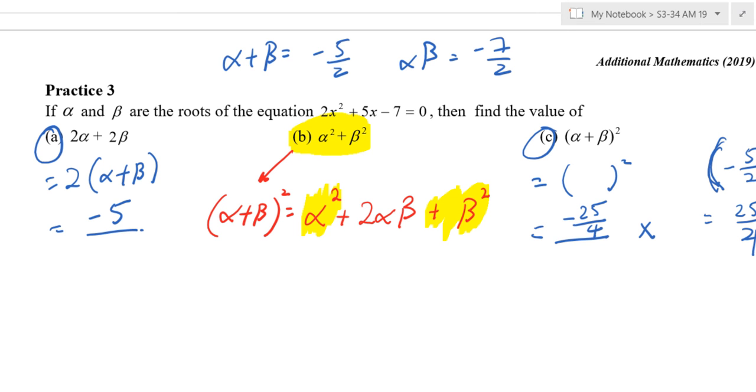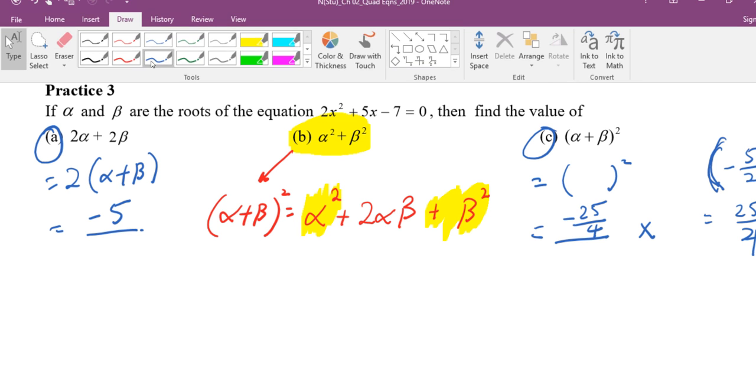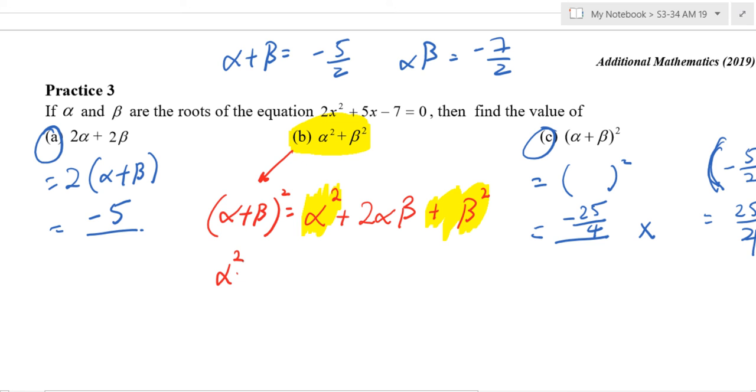Alright, Dina, if I bring it over, can you tell me how I write? Alpha squared plus beta squared is equal to this whole thing minus 2 alpha beta. Can you write that down? Who doesn't understand this?